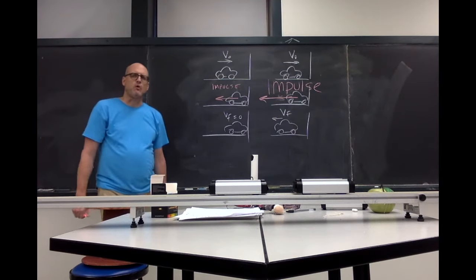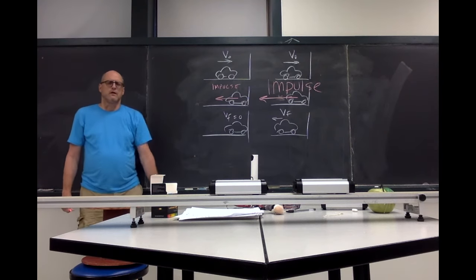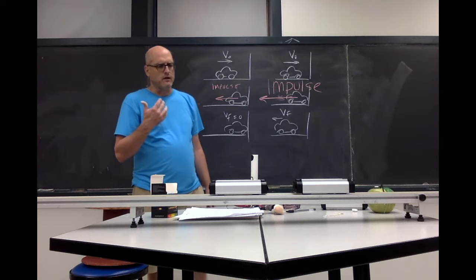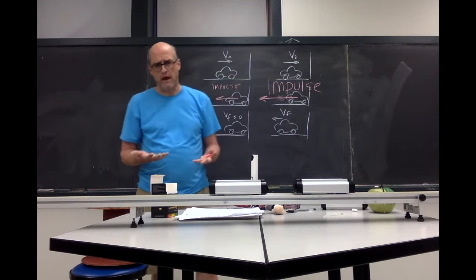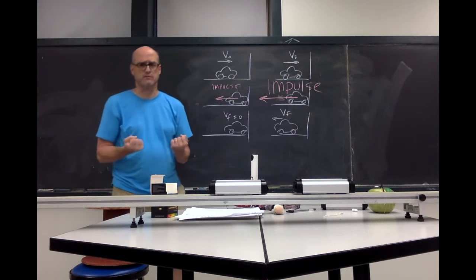And this explains why the paddles of kayaks, for example, are curved. It explains why they design cars so that they don't bounce in collisions. They collapse and come to a stop as quickly as possible.